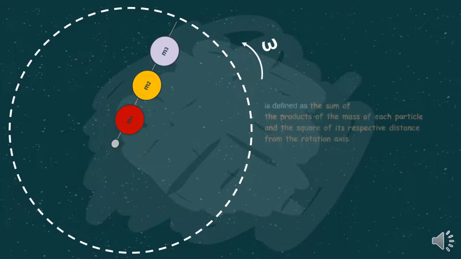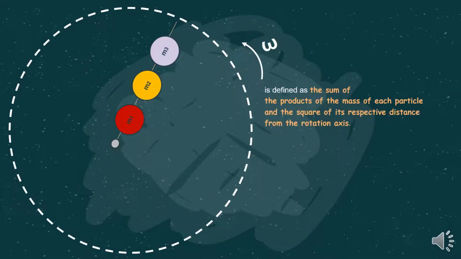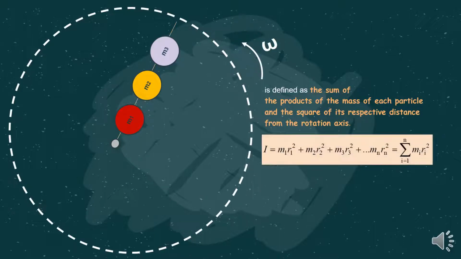So, we can define the moment of inertia of this system as the sum of the products of the mass of each particle and the square of its respective distance from the rotation axis. We can also write the formula as the summation of m r squared.